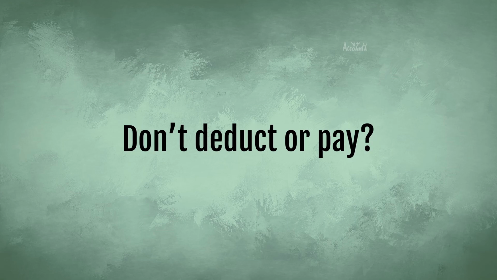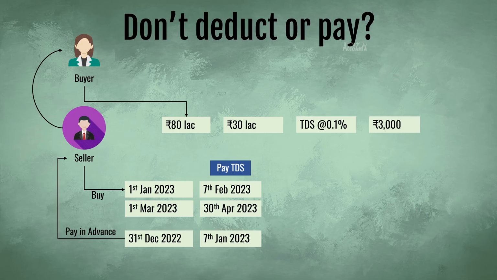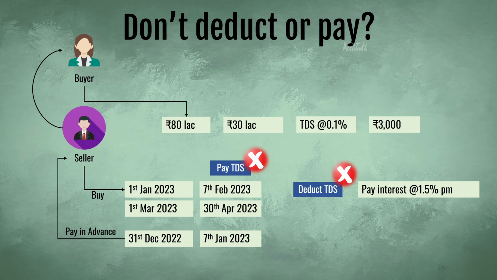Now what if you either don't deduct or don't pay? If you don't pay TDS within the time limits that have been specified, then you would be required to pay interest at 1.5% per month or part of the month. If you don't deduct, then 30% of such expense would be disallowed.